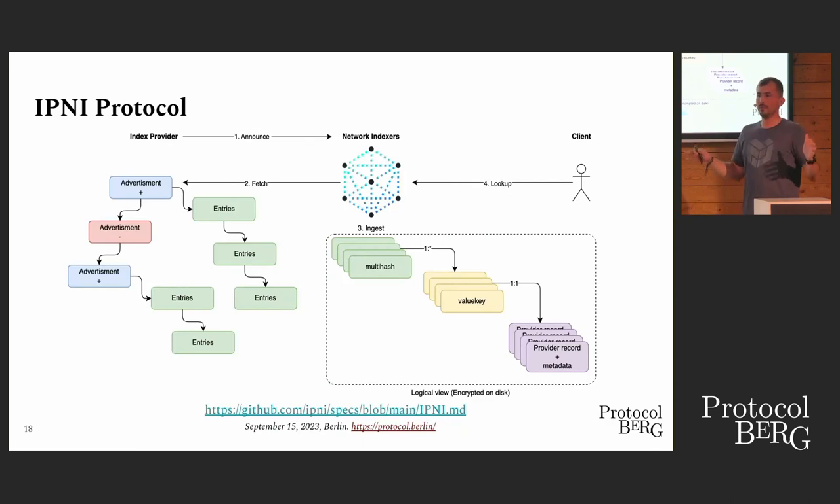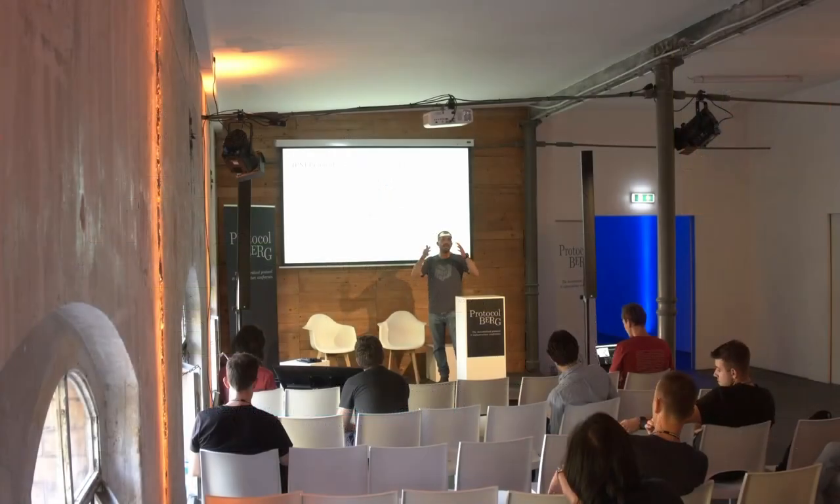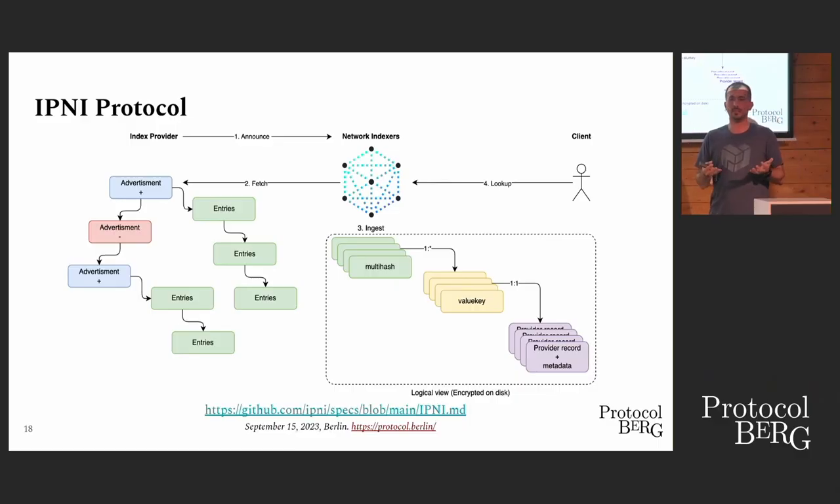This is an overview of the IPNI protocol itself. So I'm going to go a little bit deep here. I will go over each stage, but the main thing that I want to point out here is the roles of different entities in the network. So we have index providers, their job is to basically create a catalog of information. The catalog of information is represented as a DAG. This information itself is immutable. You can see the advertisements. You can see the entries on the picture.